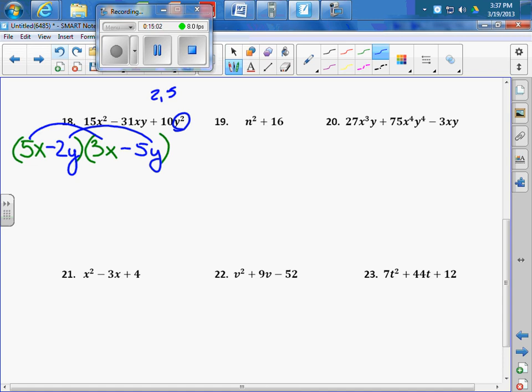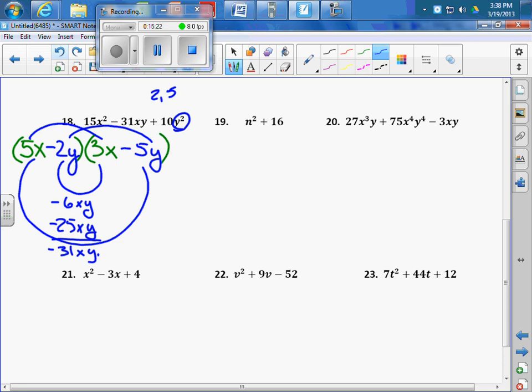Will I get negative 31xy in the middle? Well, let's see. Here's negative 6xy. This one is negative 25xy, and that gives me my negative 31xy in the middle. So we've factored that one successfully.